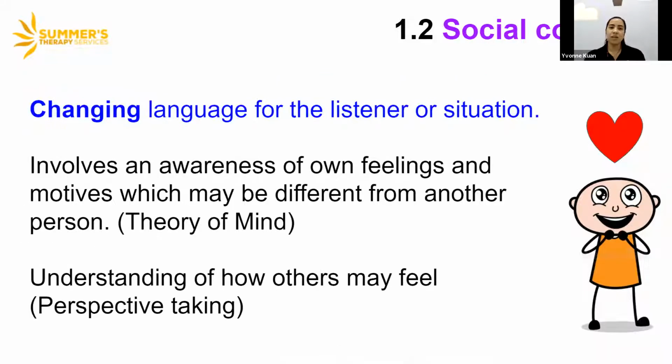Okay? So there are two big, broader concepts that have to be in place in order for me to be able to change my language according to the listener or the situation. Two big theories here: one is the theory of mind and the other is perspective taking. So theory of mind is the awareness that another person and I may not have the same thoughts and feelings. So I have to be aware.